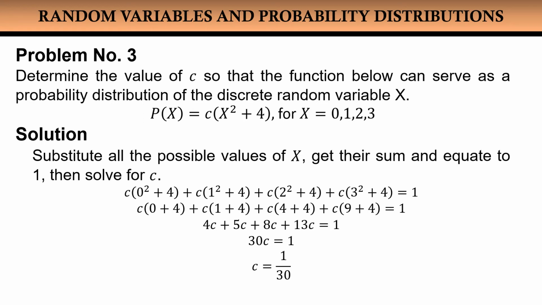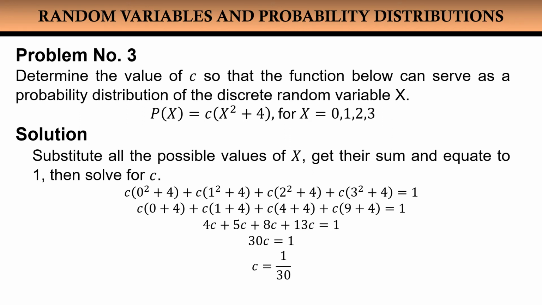So how are we going to do this? We know that to make a probability distribution, dapat yung sum nila is equal to 1. Yung sum ng kanyang probabilities ay equal to 1. So what we are going to do is to substitute the possible values of the random variable x, and then get the sum and equate it to 1, to solve for c.